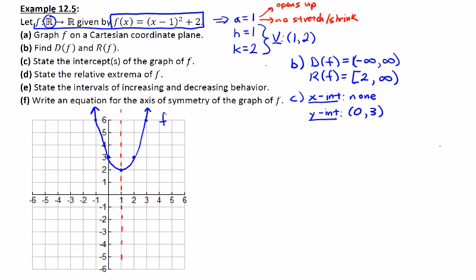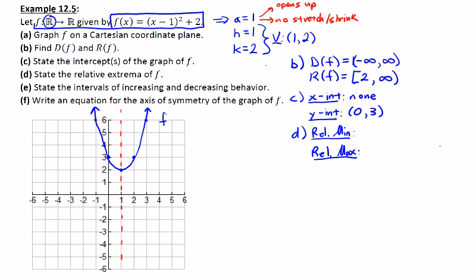And then for part D, we are asked to state the relative extrema for this function. Remember, there's only two types of relative extrema. There is the relative minimum, and there is the relative maximum. Those are the only two types of extrema that we have. In a quadratic function, you can never have both at the same time. It's either one or the other.